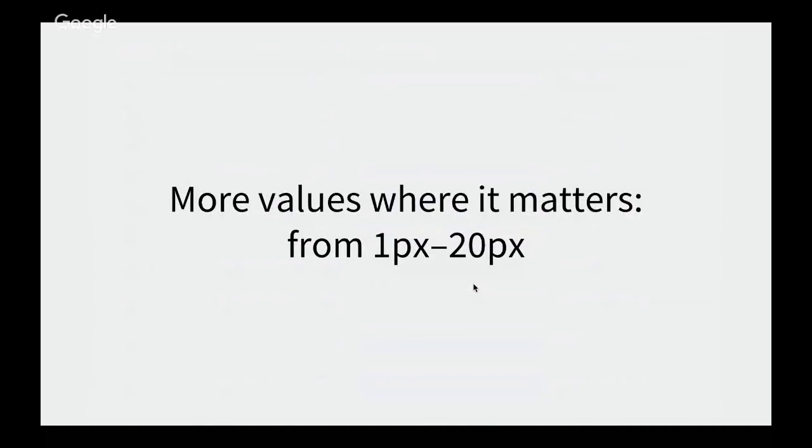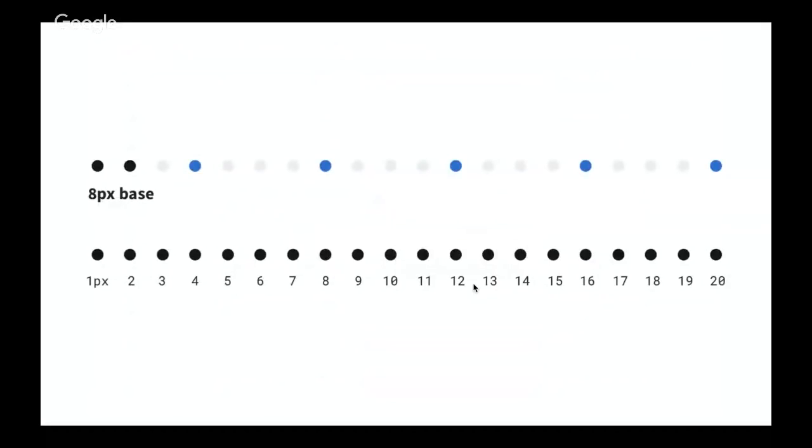And so we've also included more values where it counts. So from 1 pixel to 20 pixels. And essentially, if you go down and cut the 8-pixel base in half, you also get the 4 pixel, the 2 pixel, the 1. And then here's just a little bit of what that looks like from 1 to 20 and where those intervals kind of step in.